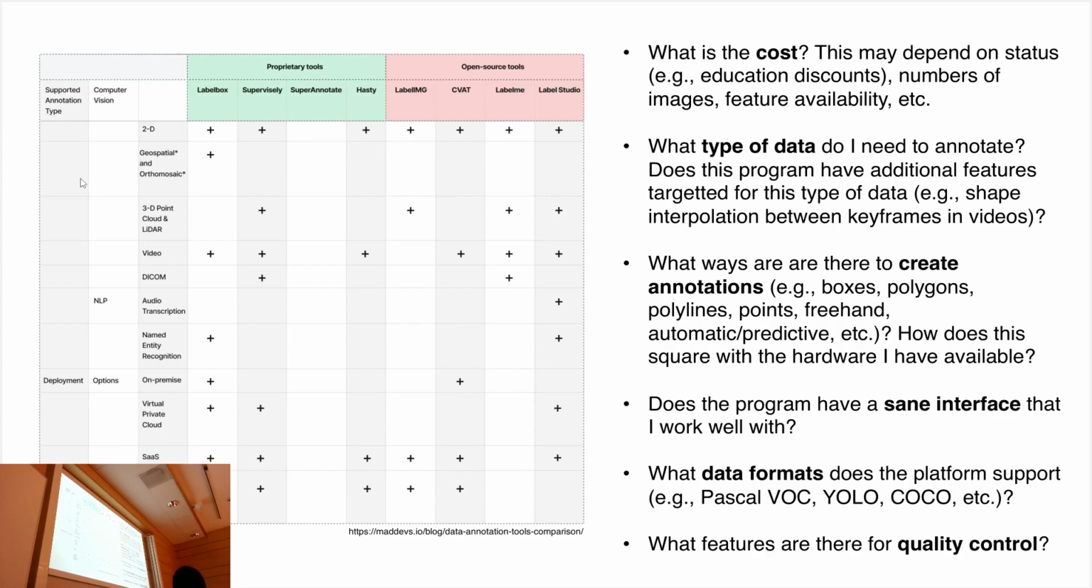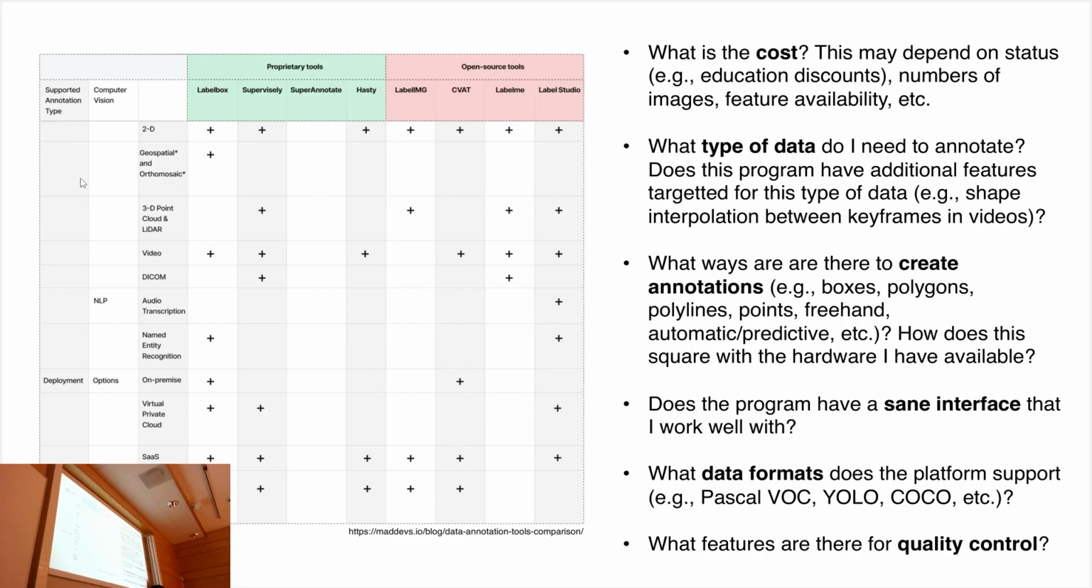What different ways are there to create annotations? I put this one in because I really hate drawing polygons around things. It's my least favorite thing to do. So this was really important for me. You can draw boxes, there are polylines, points, freehand. There are lots of programs that have automated ways of predicting where the objects are and so on.